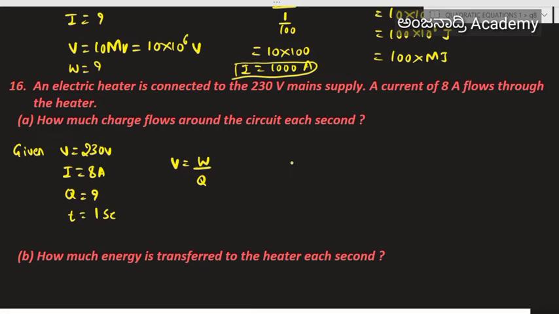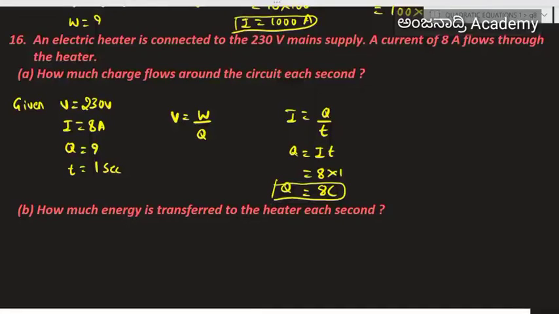And I is equal to what? I is equal to Q divided by T. He is asking for Q, no? Q is equal to I into T. I is 8, and time is 1 second. That is, charge is equal to 8 coulomb. That charge, 8 coulomb, flows through the circuit each second.